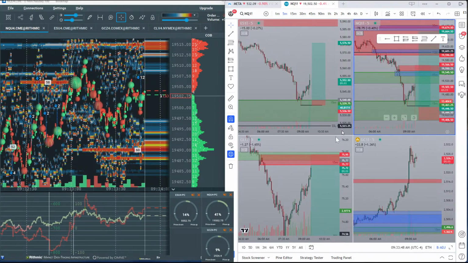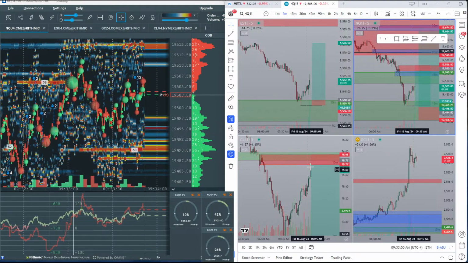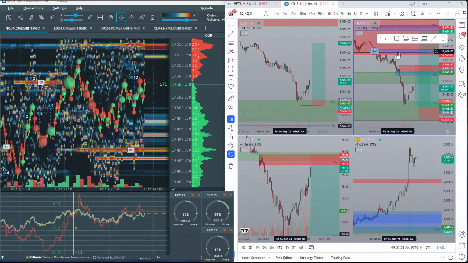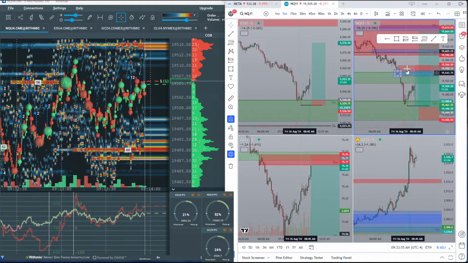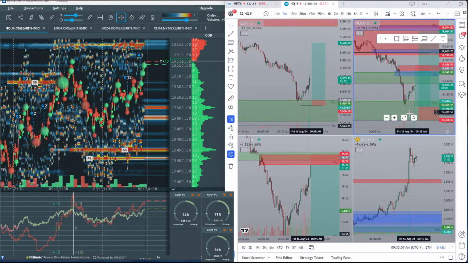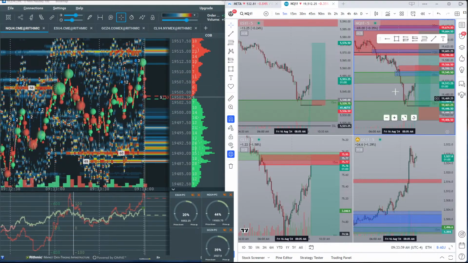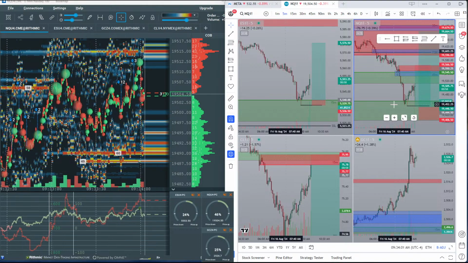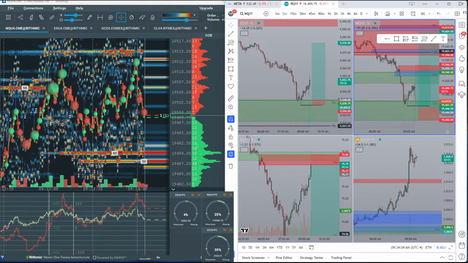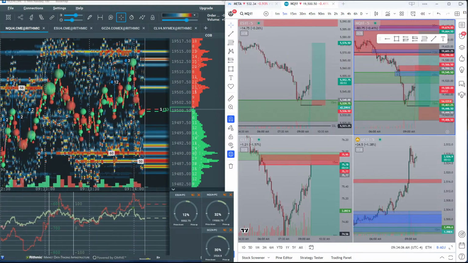So we got 3 setups we're waiting for. Potential crude oil short in supply, potential NASDAQ short in a 5-minute order block, and potential NASDAQ long in demand if we can make some divergence. So we got a few things we're waiting for, we're just staying patient.